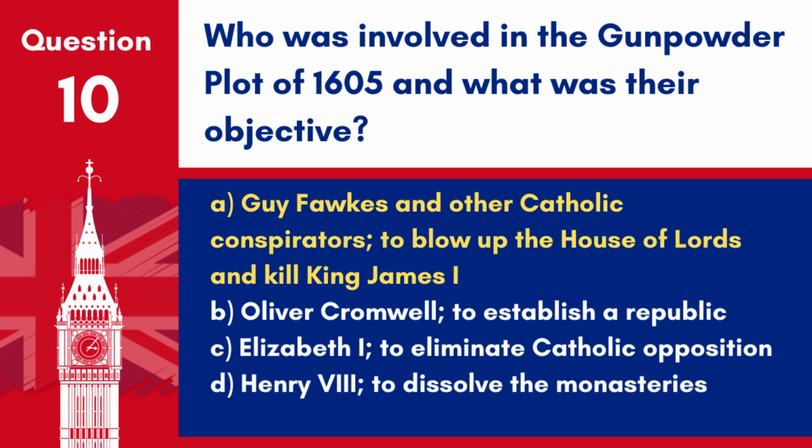Answer. A. Guy Fawkes and other Catholic conspirators to blow up the House of Lords and kill King James I. The Gunpowder Plot aimed to end Protestant rule by assassinating the king and restoring a Catholic monarch.